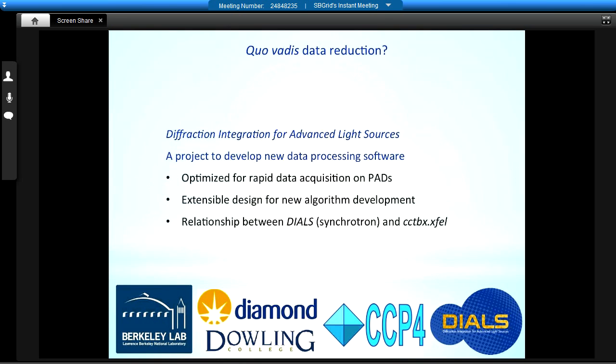So what is the future of data reduction? Well, certainly DIALS stands for Diffraction Integration for Advanced Light Sources. And certainly, as we've heard about, we want to be optimized for rapid data collection on pixel array detectors. We also want an extensible design for new algorithm development. And as I'll talk about a little bit later, there is a relationship between DIALS, which we think of as being primarily targeted at synchrotrons, and also the efforts in my group to process XFEL data as well.